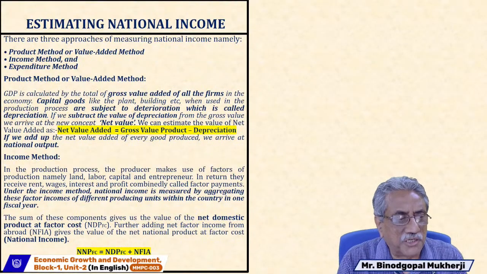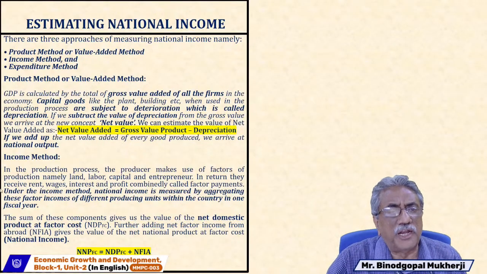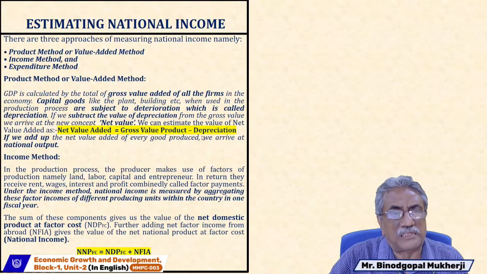Now, estimating national income, there are three approaches: product method, income method, and expenditure method. In the product method, we go for net value added, which is gross value added minus depreciation. Gross value added matlab kya hai?